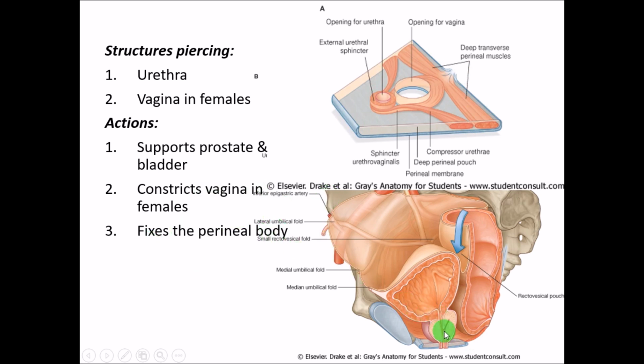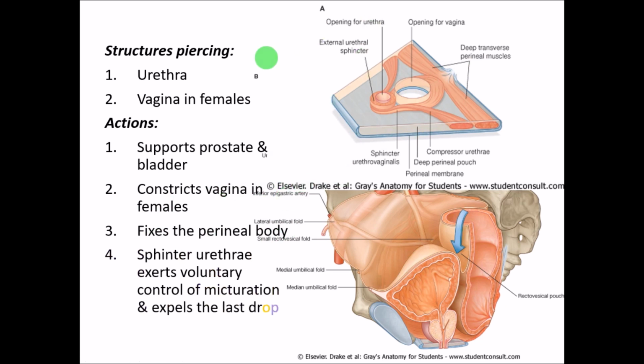One is it supports the prostate and the urinary bladder in case of male, and in case of female it will support the bladder as well as the vagina as well as the uterus itself. Then it also helps in the constriction of the vagina, and the third is it fixes the perineal body, and it also acts as a sphincter around the urethra. We already saw that it is called the external urethral sphincter or sphincter urethrae. What's the function of this around the urethra?